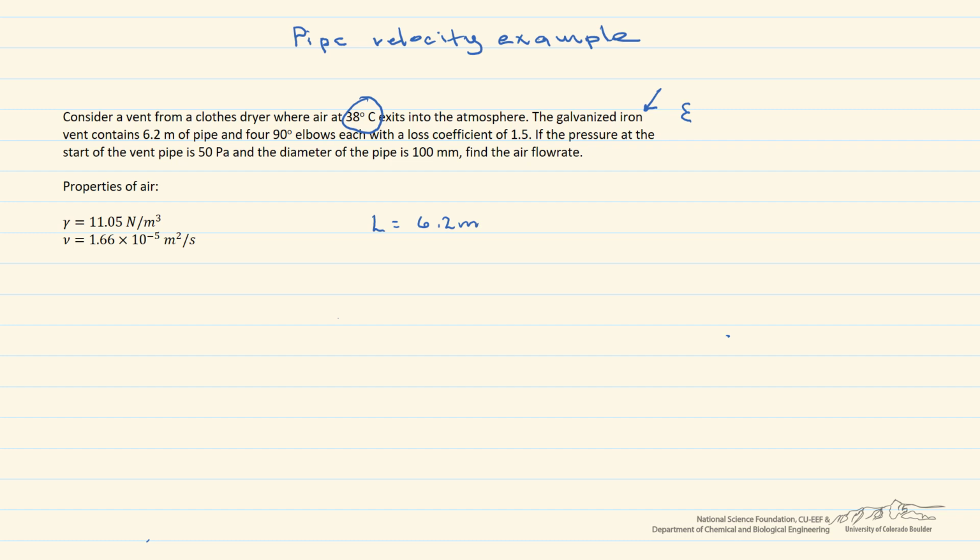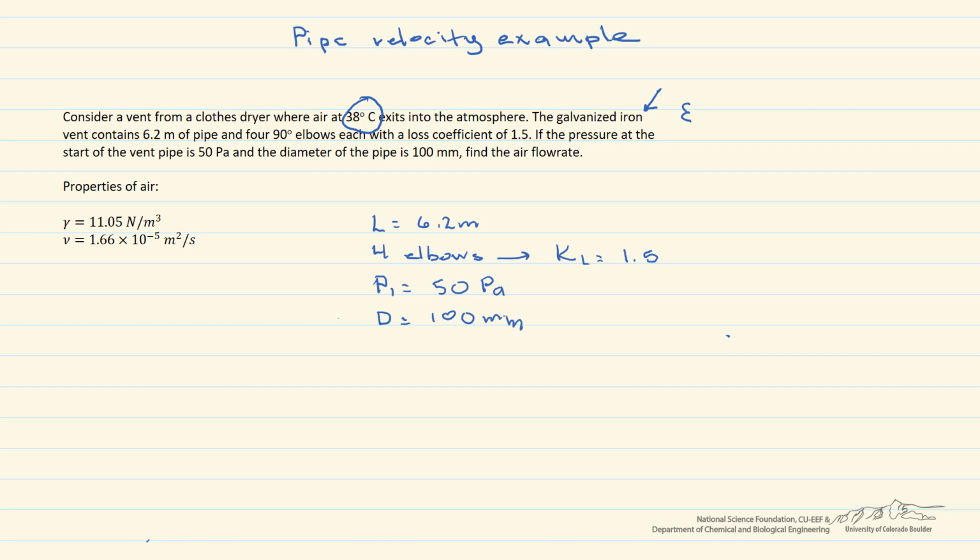meters. We have 4 elbows. Each one of them has a loss coefficient equal to 1.5. The pressure at the start of the pipe is equal to 50 pascals. And we want to know the flow rate of the air if the diameter is equal to 100 millimeters.